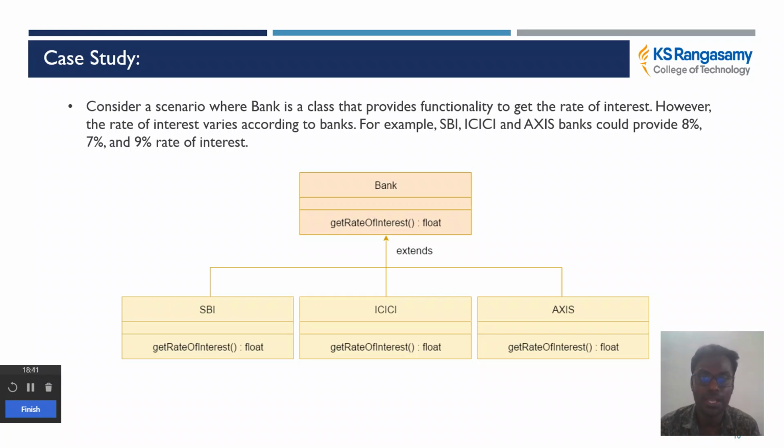Each bank is going to have a method called rate of interest, and whenever an object is created for a particular class, it has to return its own rate. For example, if I create an object for SBI Bank, it has to return the interest rate of 8%. Whenever you call the method inside ICICI Bank, it's going to reply with the interest rate of 7%. Likewise, if I call the method inside Axis Bank, it's going to return 9% rate of interest. So the interest rate is going to be different for different banks.